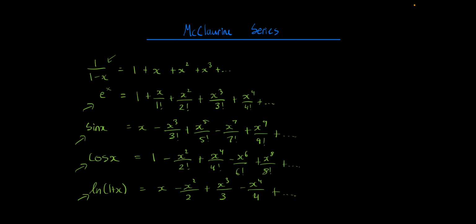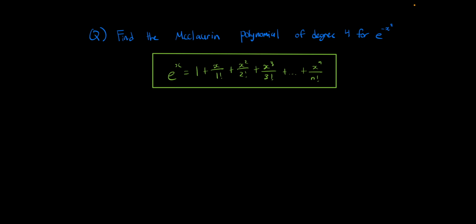So for example, if we take e to the x, we have 1 plus x over 1 factorial plus x squared over 2 factorial plus x cubed over 3 factorial, and so on and so on. So all of these expansions are derived from the Taylor series, and they are very important. The IB expects you to know all of them, and all of the questions involve you using them. So that'll be the first step.